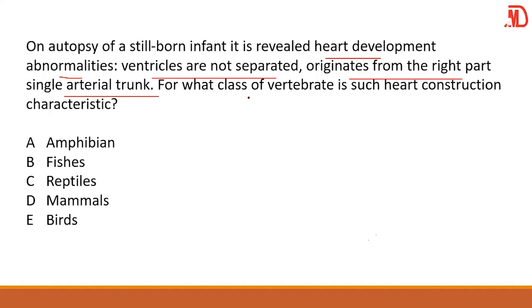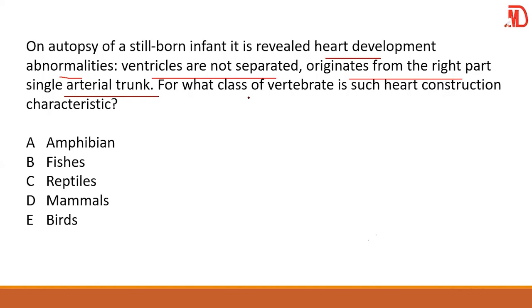So definitely we can rule out mammals. Apart from the fact that it is not separated, it comes from the right part of the single trunk. So what vertebrate is it? Let me tell you the different kinds of these animals and what their hearts are like. Fishes have only two chambers: one atrium and one ventricle. That is for fish, so please write it down. For fish, we have only two chambers, one atrium, one ventricle.